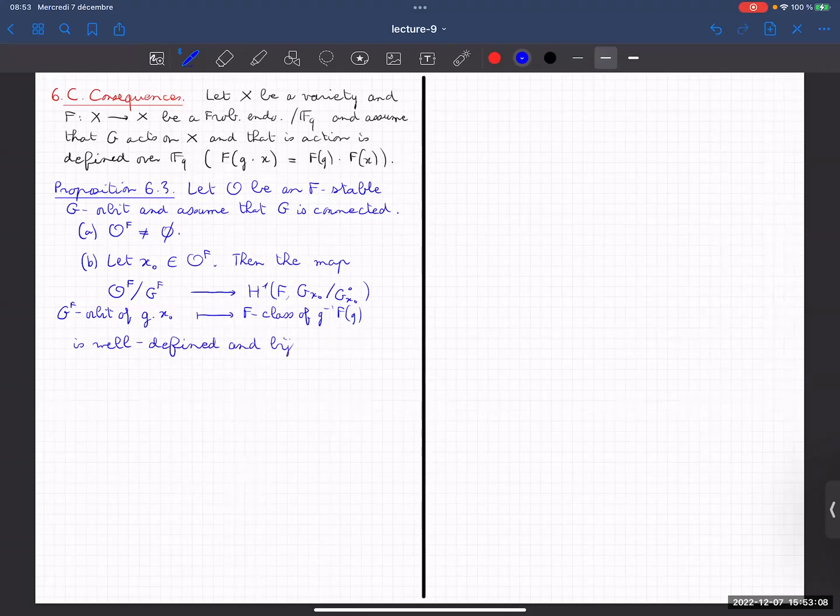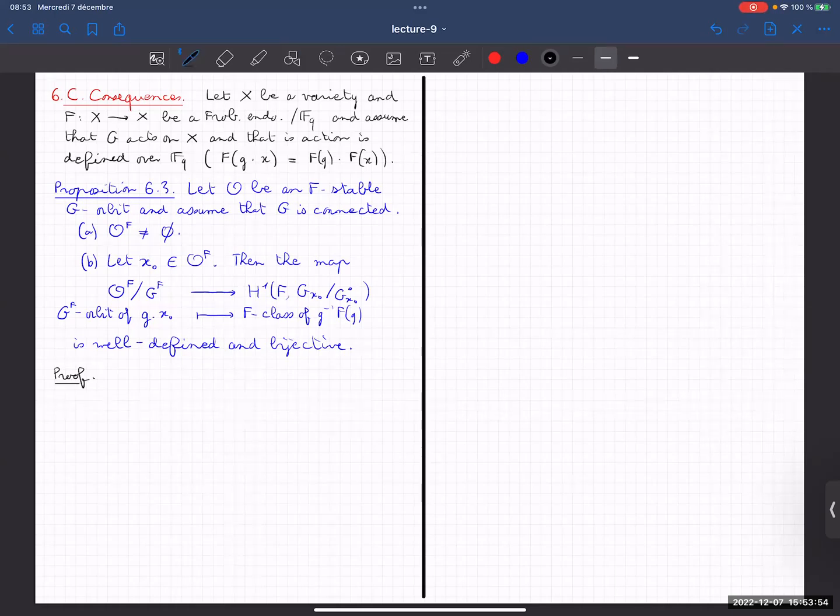And bijective. Okay. So in fact, this proposition tells you, first, that the fixed point under F in this orbit is non-empty, but it also gives you a way to parameterize the G^F orbits inside the set of fixed points. This set of fixed points is acted on by G^F, and in general there is more than one orbit, and they are parameterized by this finite set. So let's prove this result, and you will see how we use Lang's theorem.